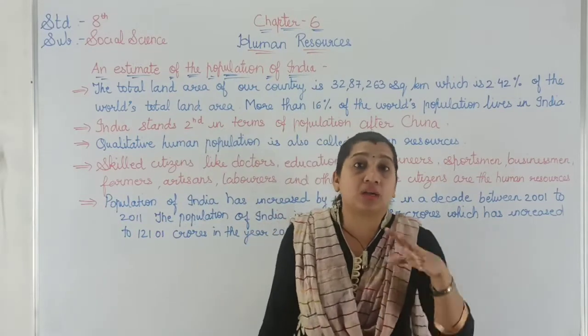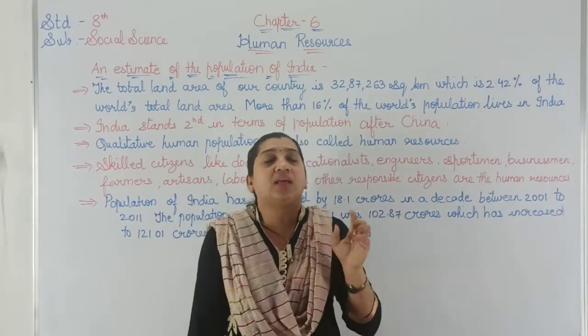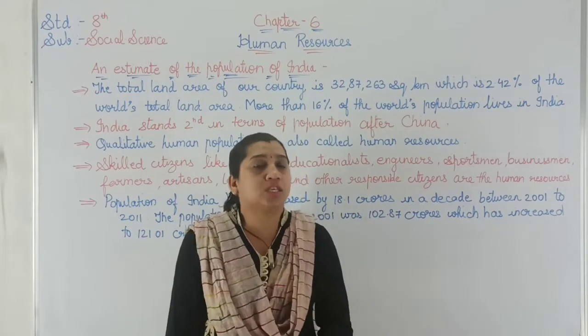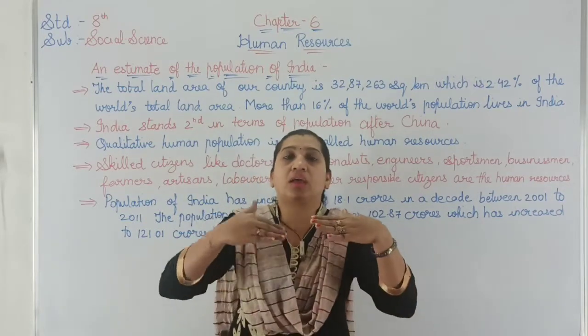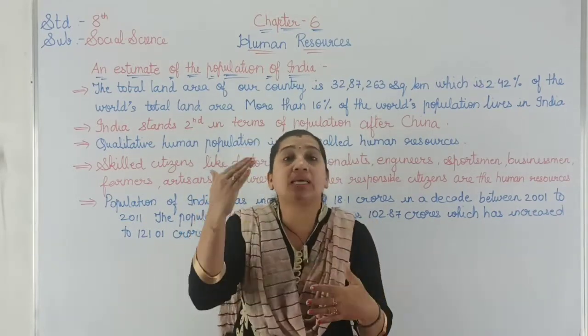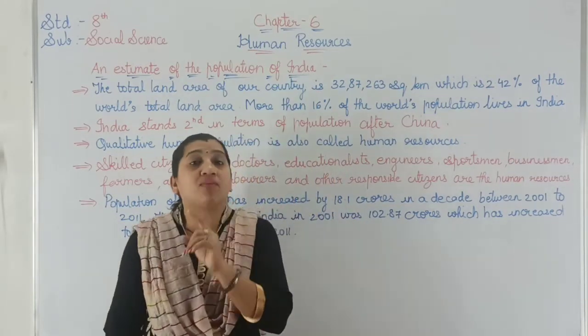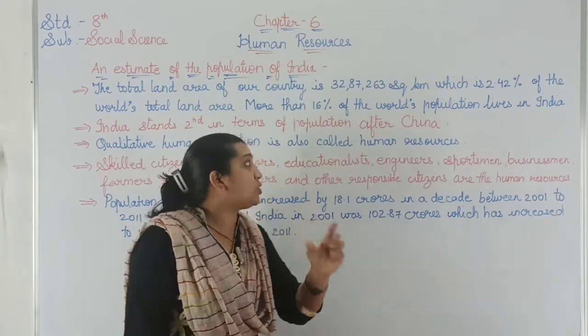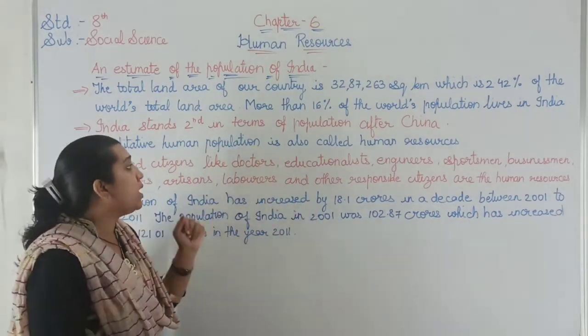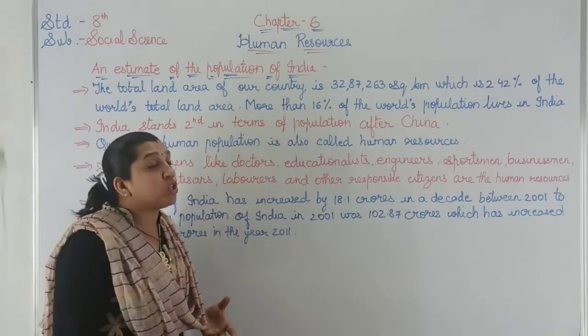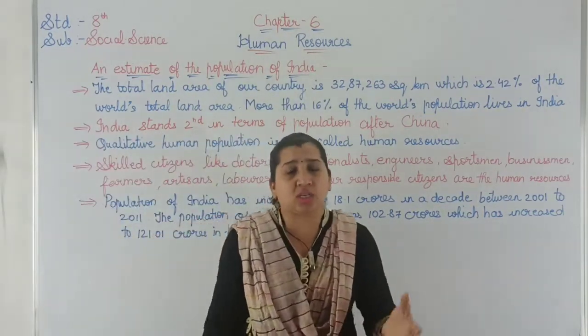But it is just carried out the survey that in the year 2050, India, if there is continuous increase of the population, then in 2050 India will be on the first rank and China will be on the second rank. Qualitative human population is also called human resources.